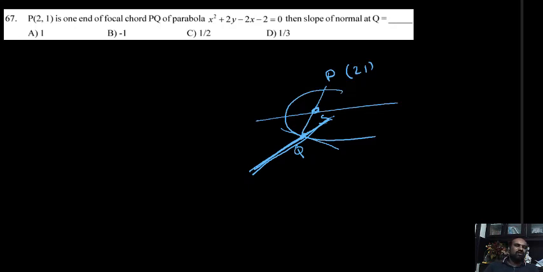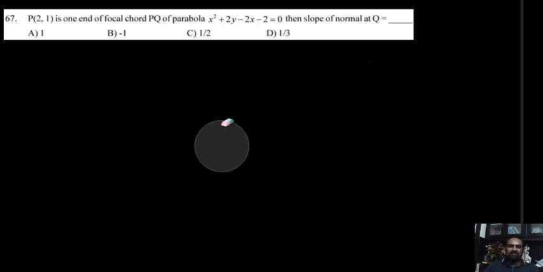How to find the slope of the normal at the other end of the focal chord? That is an interesting thing. We have one important theorem, students. Listen, the slope of the tangent at P, where P is one end of the focal chord, is the same as the slope of the normal at Q, where Q is the other end of the focal chord. That I will prove now. Listen, students.